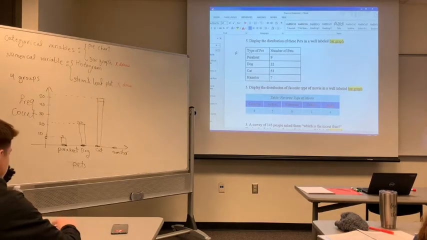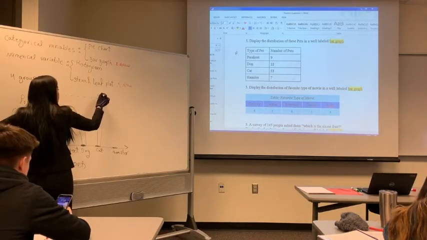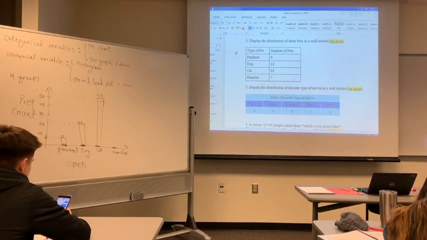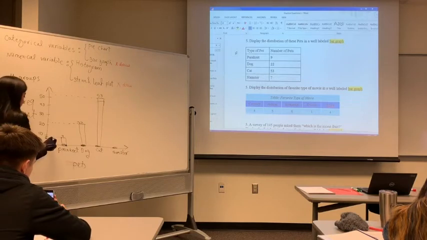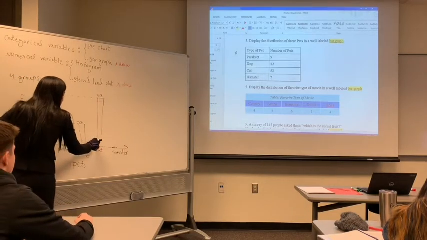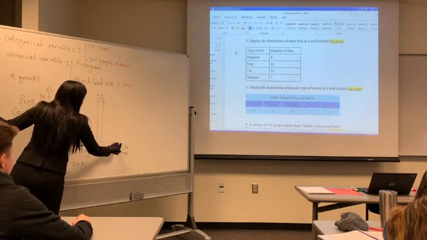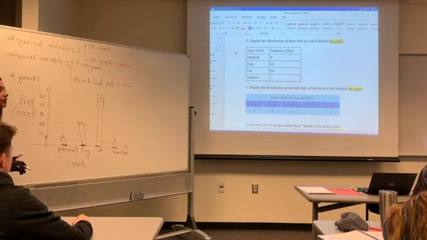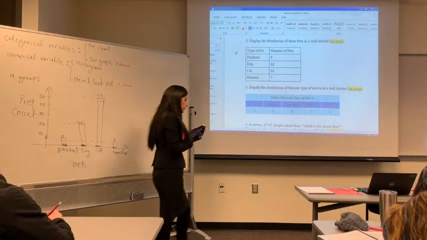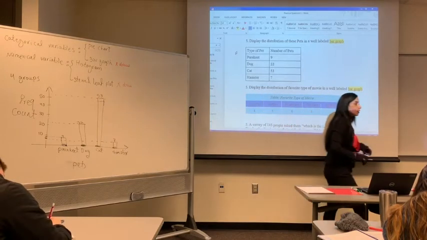Another bar. And then the last one, we have just 7. This is the other category. So that's it. This is the way you draw a bar graph.